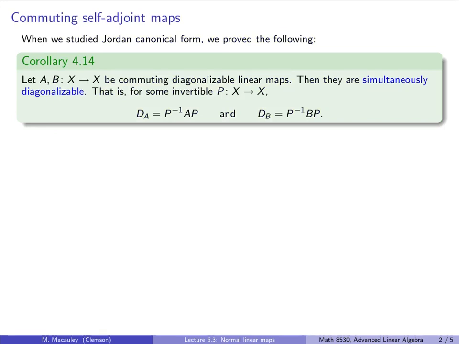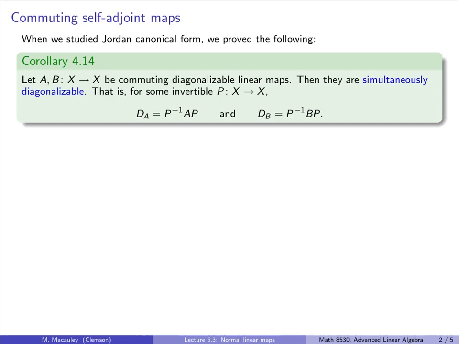When we studied Jordan canonical form in the section on spectral theory, we proved the following curious result that we call Corollary 4.14. If A and B are commuting diagonalizable linear maps, commuting means AB equals BA, then they are simultaneously diagonalizable. That is, for some invertible linear map P, we can conjugate both A and B by P to get a diagonal matrix. So D_A is P inverse AP, and D_B equals P inverse BP.